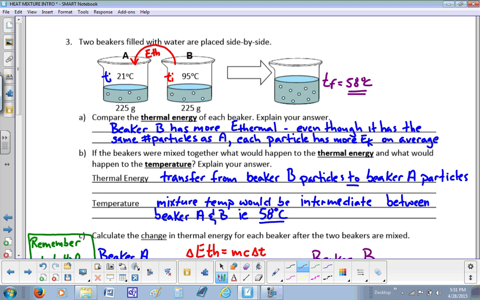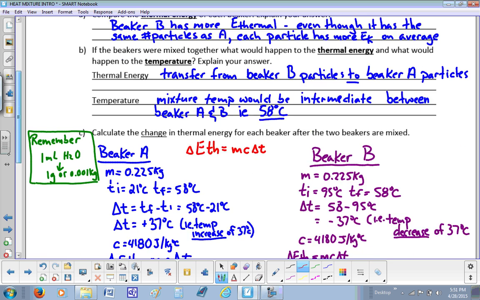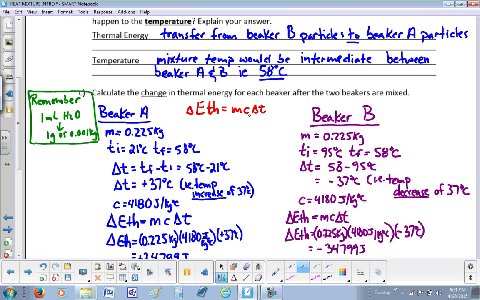Now, when you think about it, because it's the same amount of water in each beaker, the final temperature will be intermediate between these two temperatures. So it should be around 58 degrees. So what's going to happen is thermal energy will go from B to A, and we can actually calculate that energy. So what we can do is figure out how much energy change there is associated with this temperature change using the MCΔT equation.